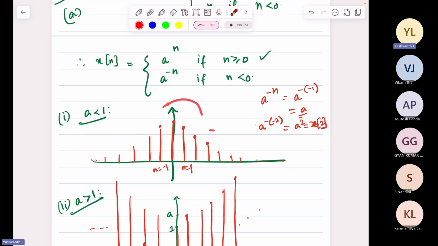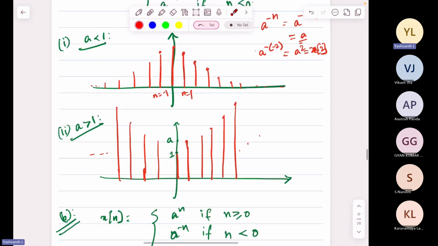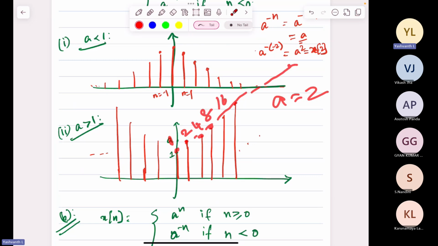That is basically the interpretation of the time domain signal where A is less than 1. But when A is greater than 1, the amplitude keeps boosting up. For example, if A is equal to 2, at n equal to 0, it is 1. At n equal to 1, it's 2 power 1, 2. At n equal to 2, it's 2 power 2, 4. At n equal to 3, it's 2 power 3, 8. So it becomes 1, 2, 4, 8, 16, and so on. As n tends to infinity, x of n will also go to infinity. That's why it is an increasing function of n.